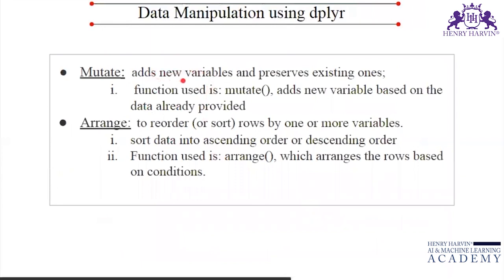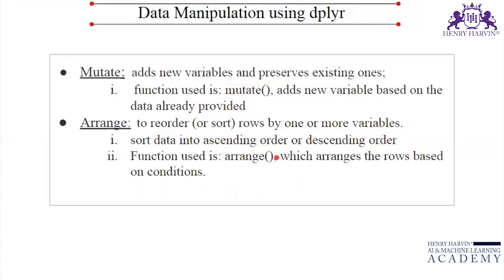Next is mutate. What does mutate mean? It adds a new variable and preserves the existing ones. So if you want a new column to be added to your data set, it will help you to add a new variable or a new column, provided you already have some data with you, and based on that data it will create a new column, the mutate command. Then next is arrange. It helps to reorder rows by one or more variables. So we sort data into ascending or descending order, and the function we use is arrange.